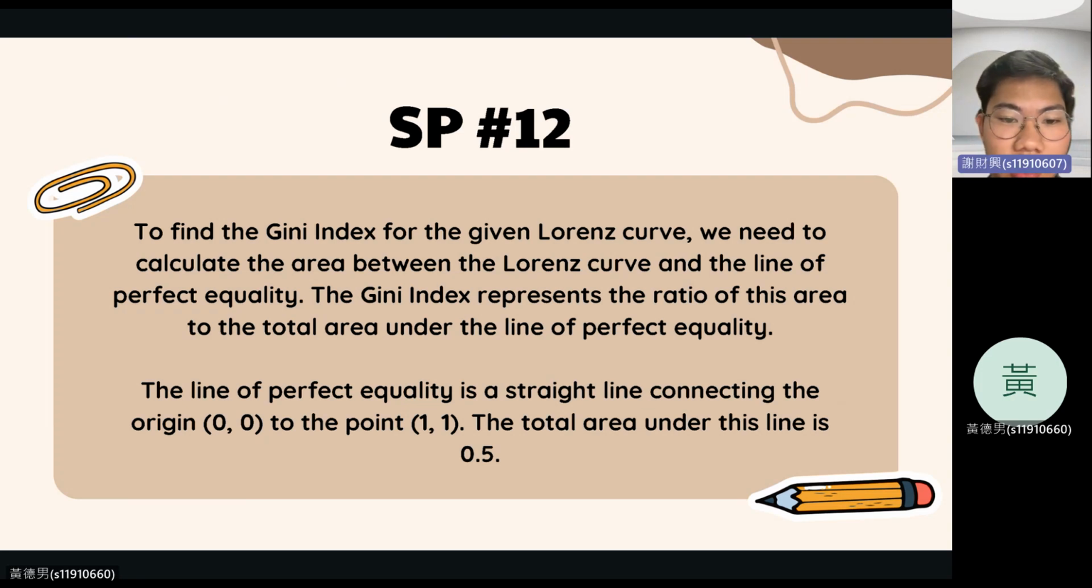It is to find the Gini index for the given Lorenz curve, we need to calculate the area between the Lorenz curve and the line of perfect equality. The Gini index represents the ratio of this area to the total area under the line of perfect equality. The line of perfect equality is a straight line connecting the origin (0, 0) to the point (1, 1). The total area under this line is 0.5.